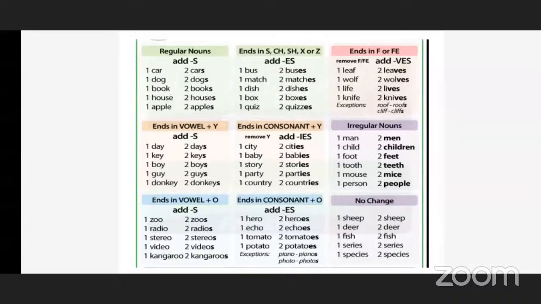Okay, next, Y ending after a vowel. If it is Y with a vowel, you'll just add only S at the last. So see here: day, days, key, keys, boy, boys, guy, guys, donkey, donkeys. The next box, if it ends with a consonant plus Y, the Y will be removed and you'll be adding I-E-S. City, the Y will be removed, I-E-S. Baby, the Y will be removed, I-E-S. Story, the Y will be removed and I-E-S will be added. Party, parties. Okay, next, country, countries.